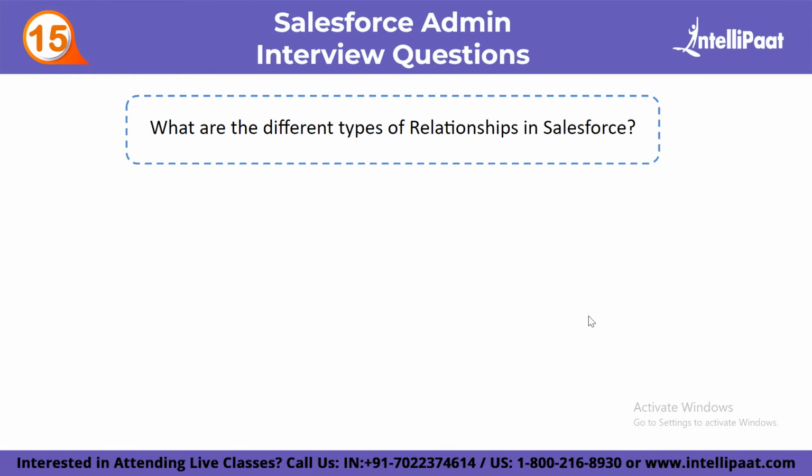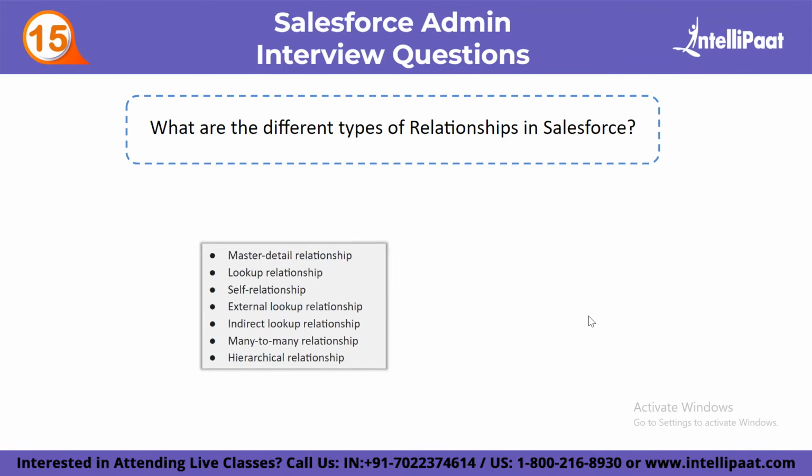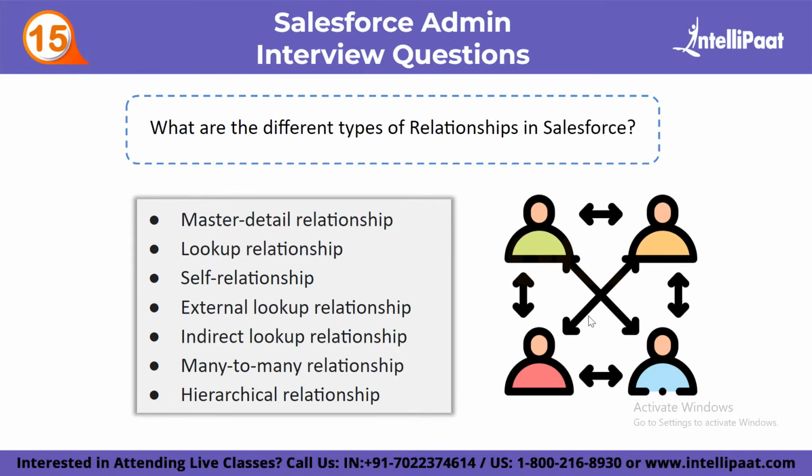The next question is, what are the different types of relationships in Salesforce? And the answer is, the first one, we have the master-detail relationship. Moving ahead, we have the lookup relationship. Then we have the self relationship. Then we have the external lookup relationship. Moving ahead, we also have the indirect lookup relationship. Then we have many-to-many relationships. And finally, we have the hierarchical relationship. Guys, this is also one of the most important questions, so you can keep a mark on this one. Now let's move forward and discuss the next question.